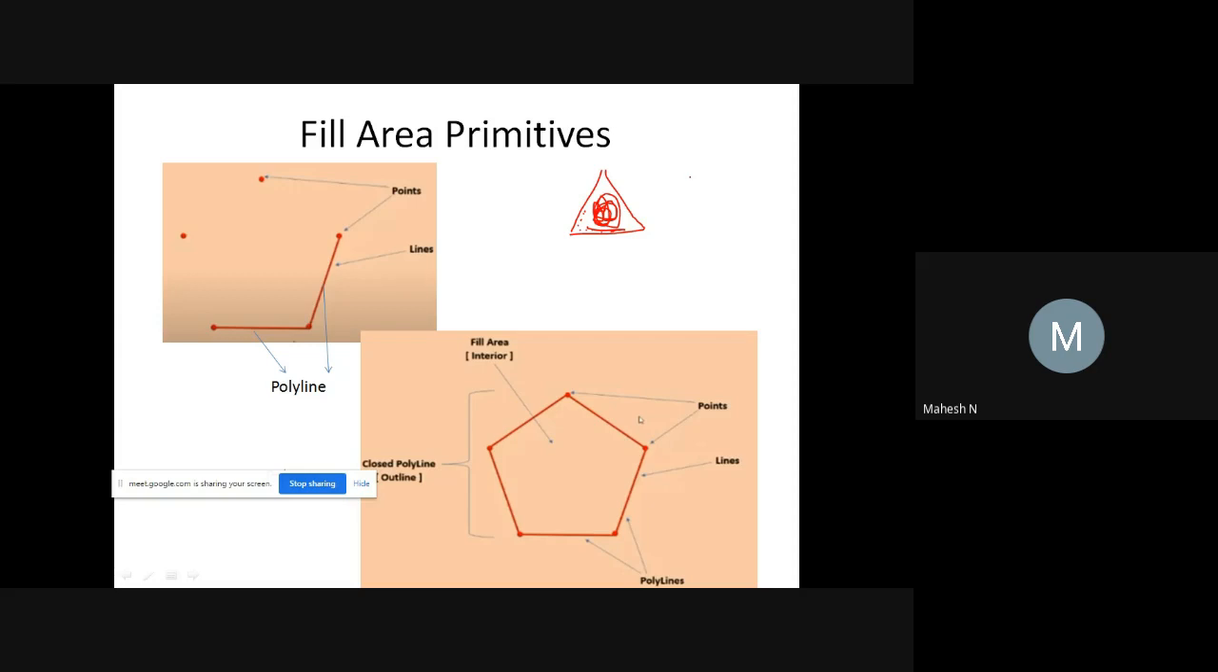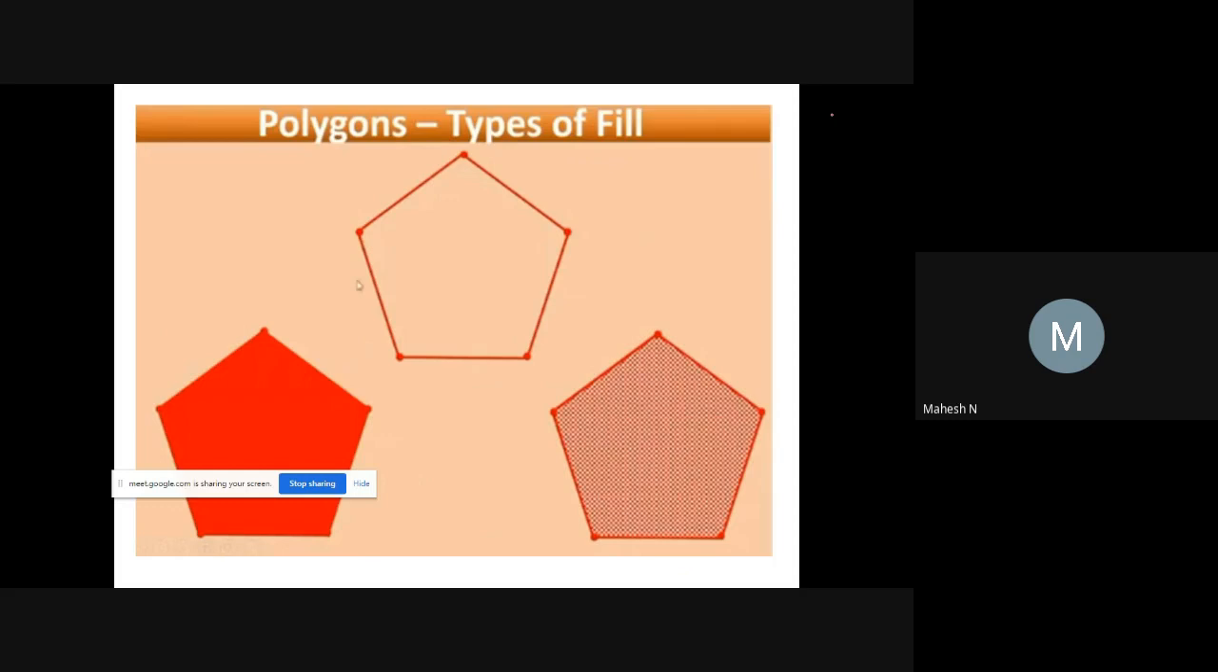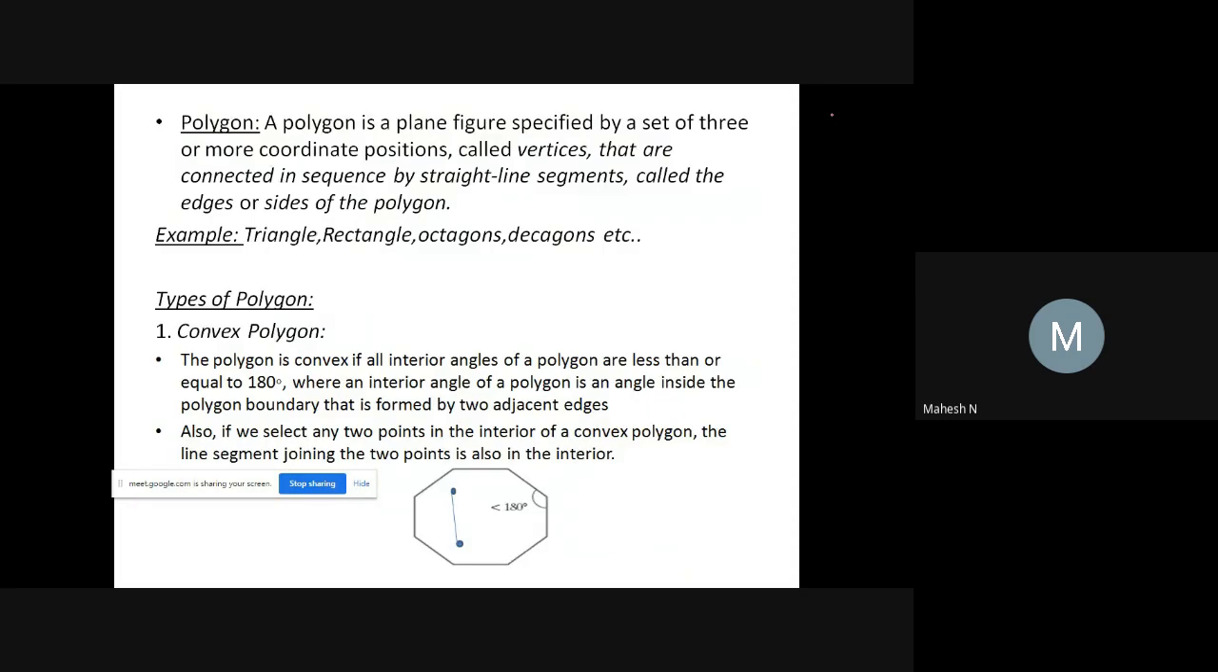Now, what is a polygon? This is an important definition. They will ask you in the exam: define polygon and explain different types of polygon. A polygon is a plane figure specified by a set of three or more coordinate positions.